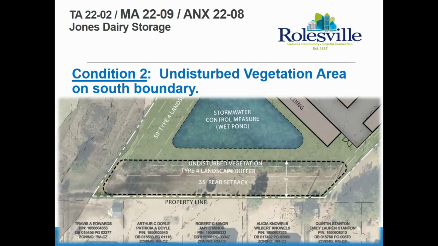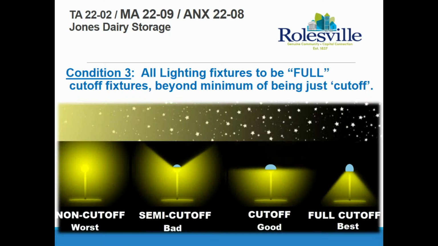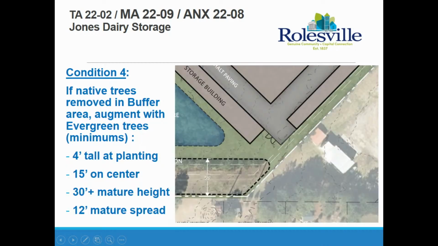Condition 2 is to this undisturbed vegetative area here on the south boundary, adjacent to these existing residential homes. So it's a commitment to not build or disturb in this area. Condition 3 is regarding upping the light standard to full cutoff facilities. So this is what a full cutoff does with light. For instance, the cutoff, this is what the LDO currently has as a minimum standard. So it will greatly reduce the glare and the offloading of light.